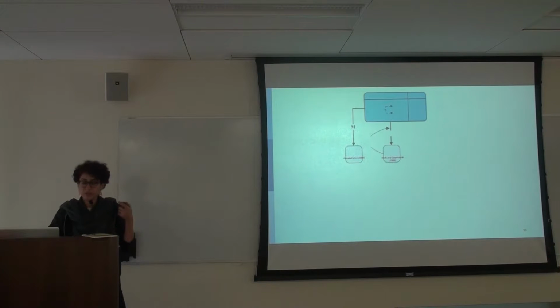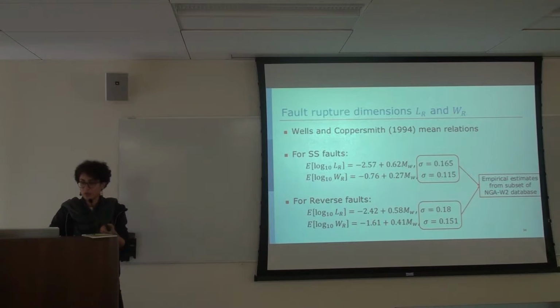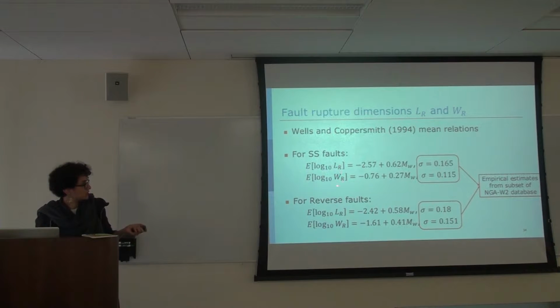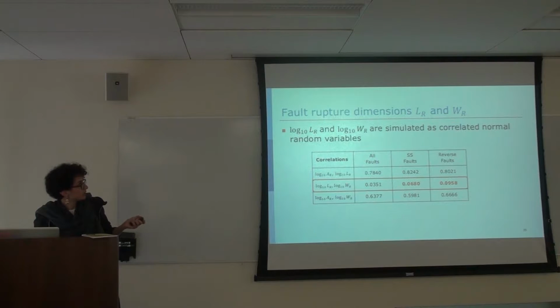Then the next step, knowing the type of faulting and the magnitude, is to use the Wells-Coppersmith relation to estimate the rupture dimensions. Sorry, this is all messed up. So we estimate the fault rupture length and width using these relations. These are the means and standard deviations, and we generate the rupture length and rupture width as correlated random variables.